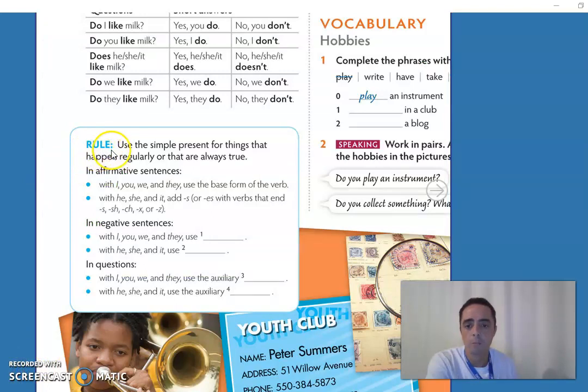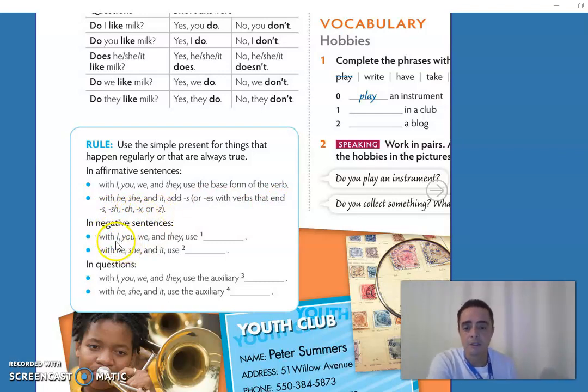Now on this rule box here about the simple present. As you can see, I have 3 sections: affirmative, negative, questions. The first part, the affirmative: I have I, you, we, and they. We are going to use the base form of the verb. If I have he, she, and it, I'm going to add s or es for the verbs that end in s, sh, ch, x, or z.